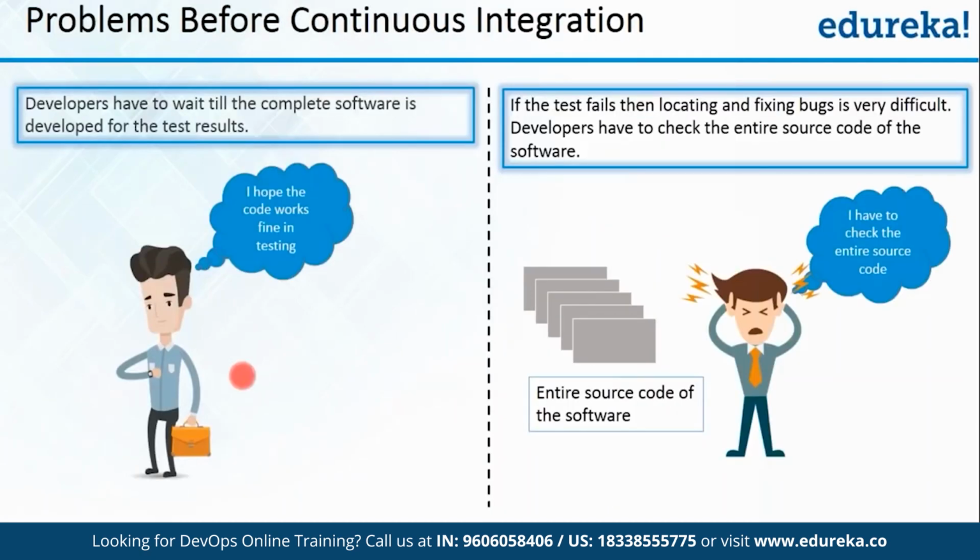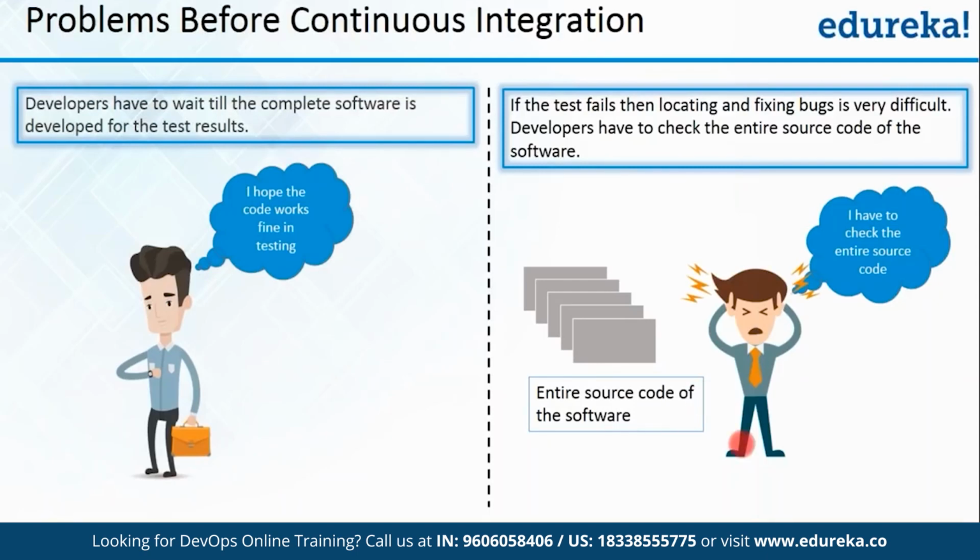So this is the first problem, guys. As you can see, there is a developer who is waiting for a long time in order to get the test results. First, the entire source code of the application will be built, and then only it will be deployed onto the test server for testing. It takes a lot of time. So developers have to wait for a long time in order to get the test results.